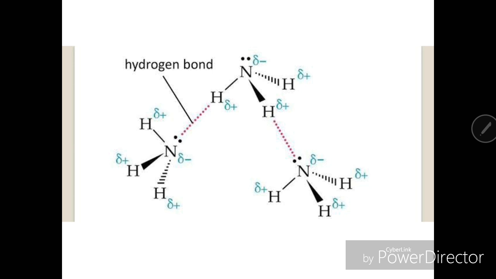Hydrogen bonding is also possible in the ammonia molecule, because in ammonia hydrogen is attached to nitrogen, which is also a highly electronegative atom. So the N-H bond is also highly polar, and therefore hydrogen attached to nitrogen is able to make hydrogen bonds. You can see here the hydrogen of one molecule is interacting with the nitrogen of another molecule, and this type of intermolecular force is a hydrogen bond.